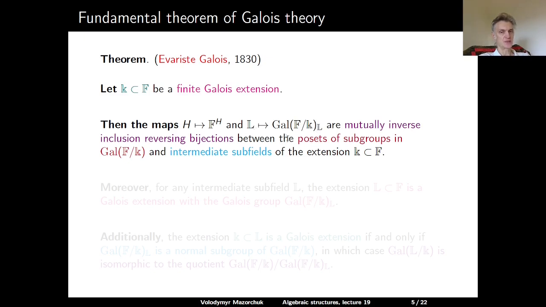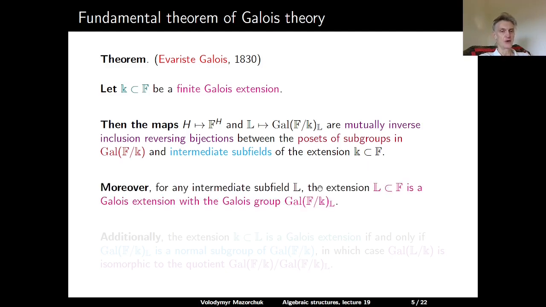So these two maps between the subgroups of the Galois group and intermediate subfields of our extension are mutually inverse and even inclusion reversing bijections between the partially ordered set of subgroups and the partially ordered set of intermediate subfields. So here the partial order is given by inclusion.